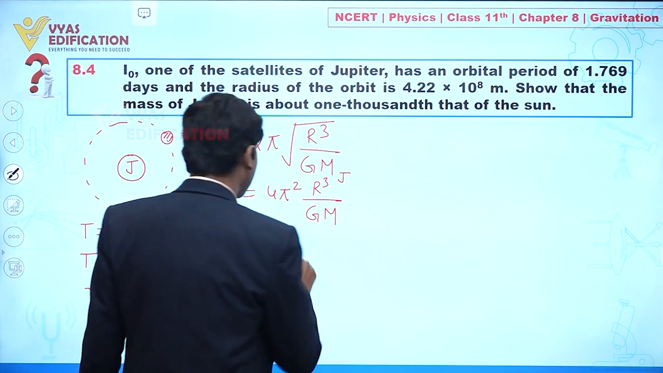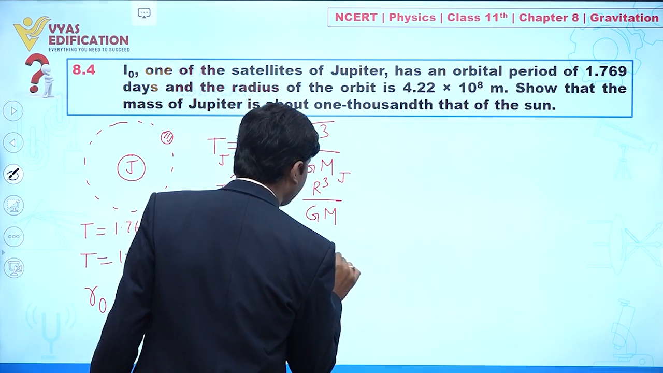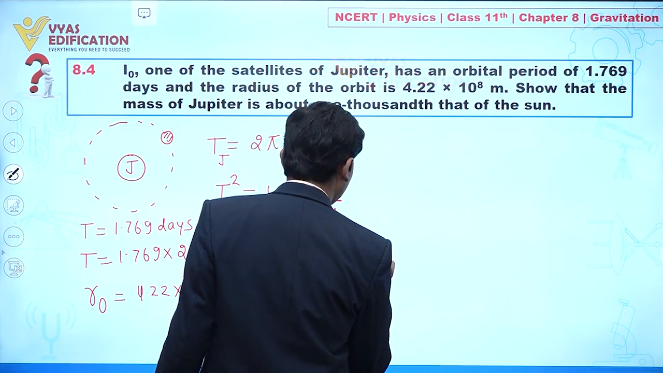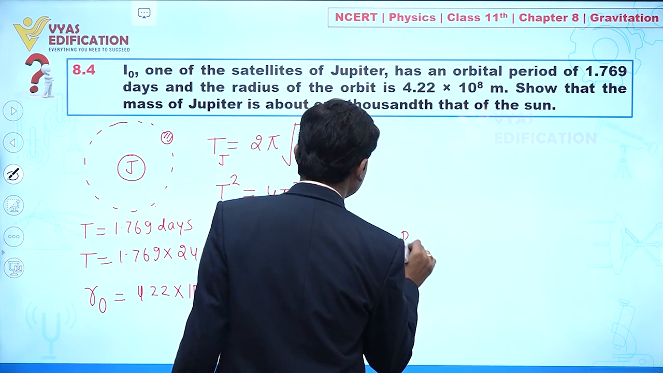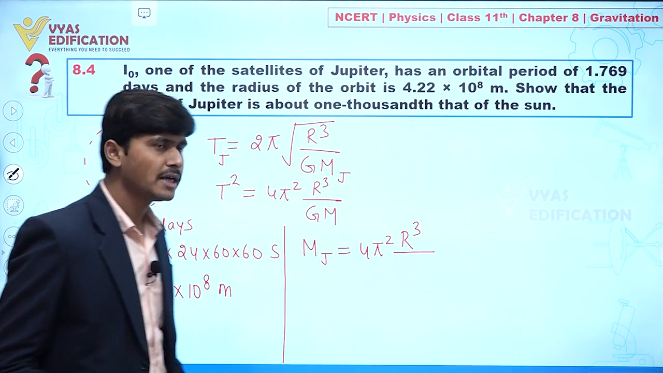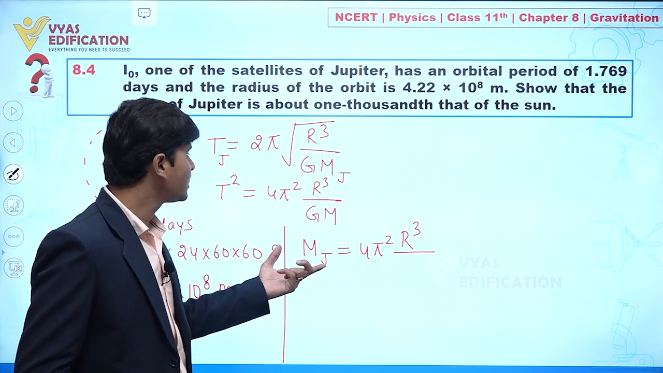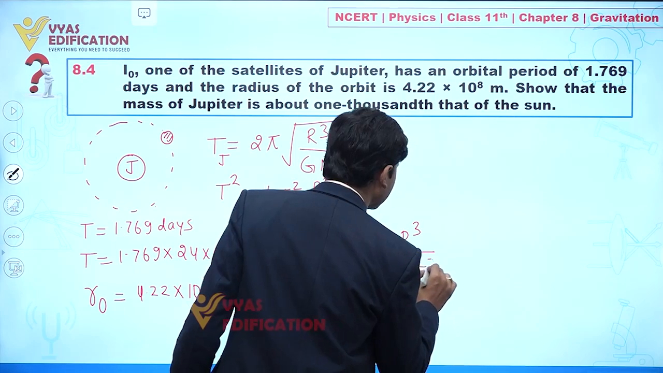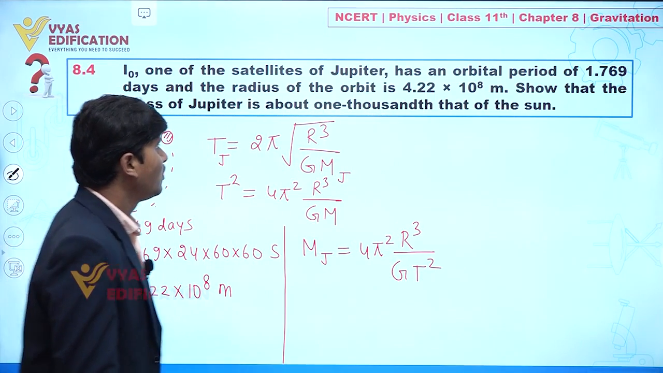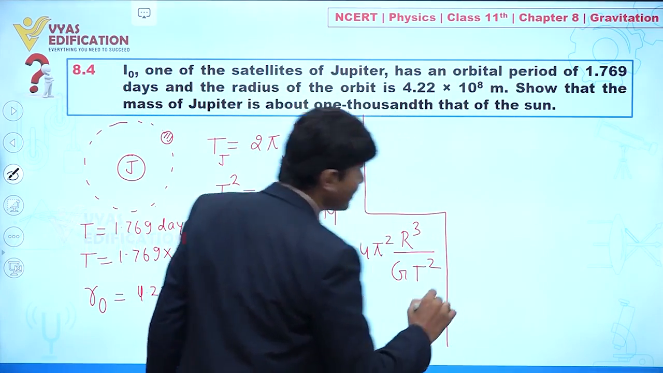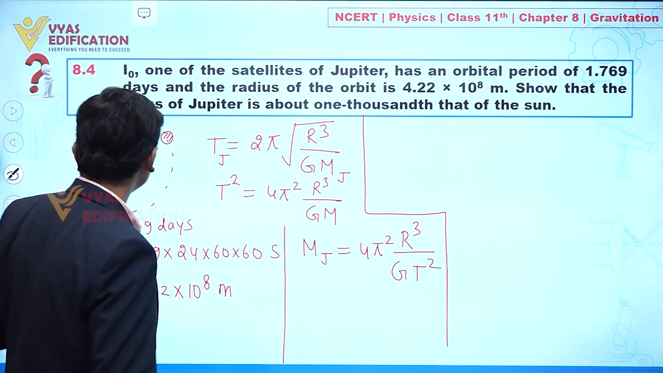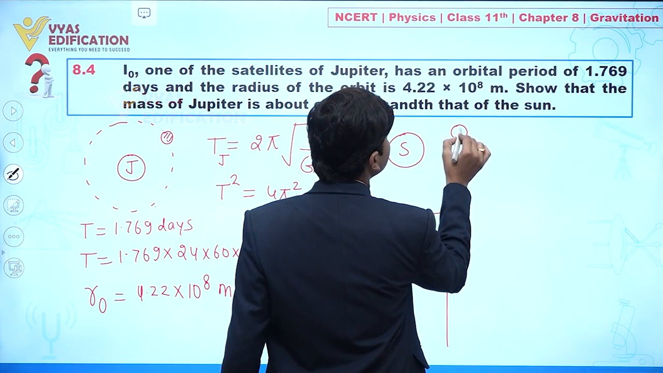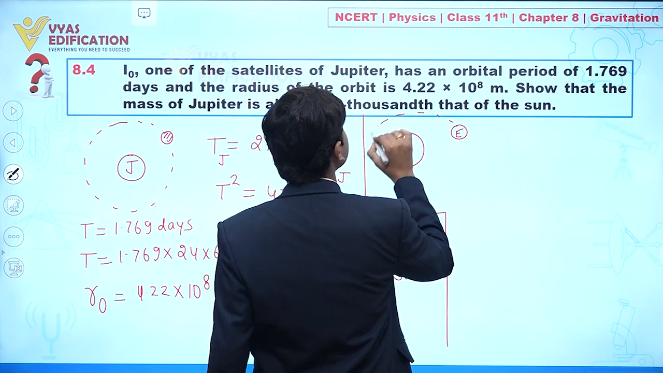So from here we can write the mass of Jupiter is given by 4 pi square r cube divided by G T square. Clear to you? Now if we talk about Earth and Sun, let's suppose this is the Sun and definitely Earth is a planet revolving around this Sun.